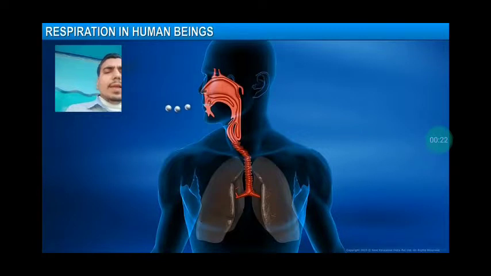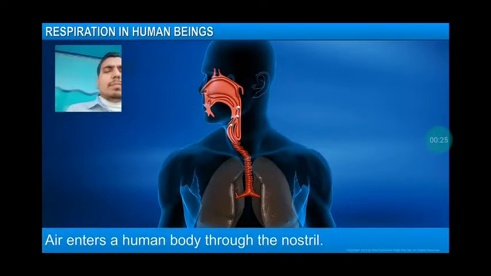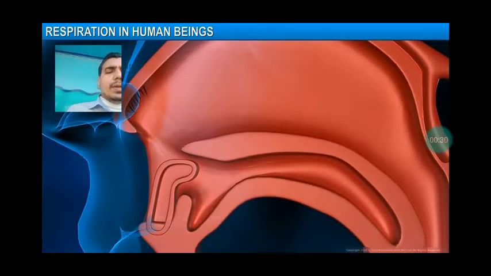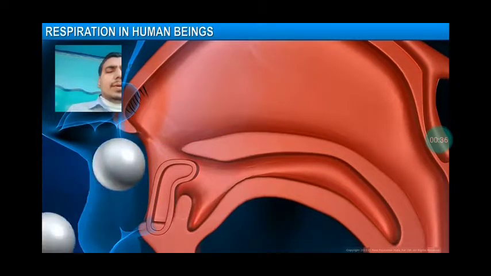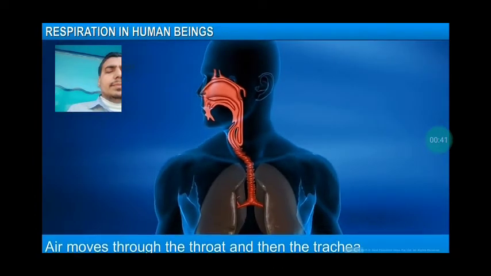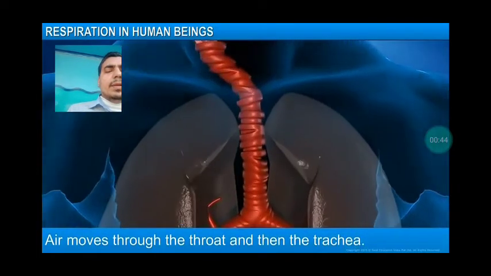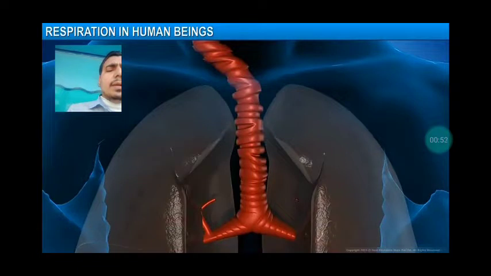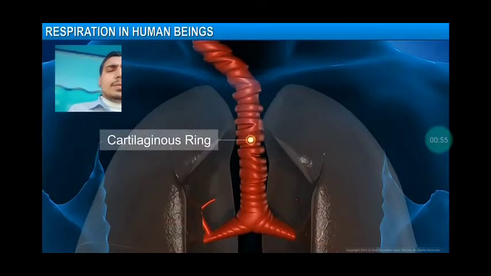In human beings, air is drawn into the body through the nostrils. Nostrils are lined with fine hair called cilia and mucus that filter the air as it passes through. Next, the air travels through the throat and then moves through a pipe called the trachea. The trachea contains cartilaginous rings that ensure a smooth flow of air into the lungs.